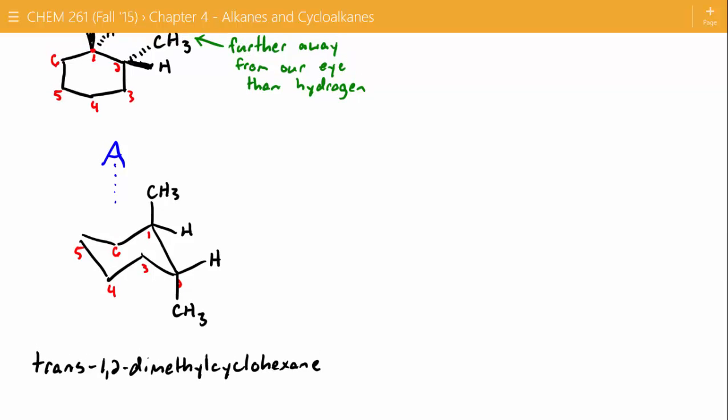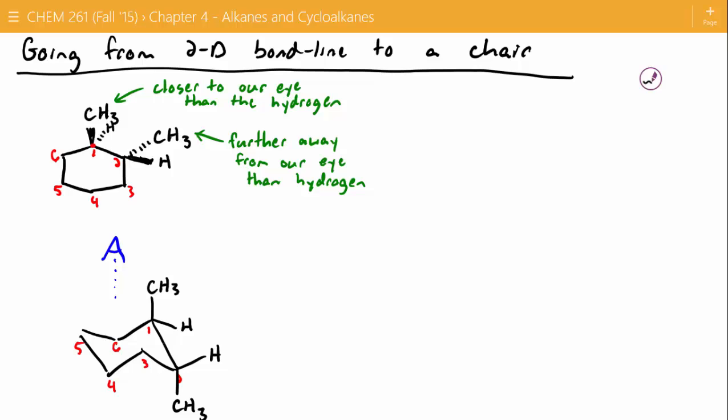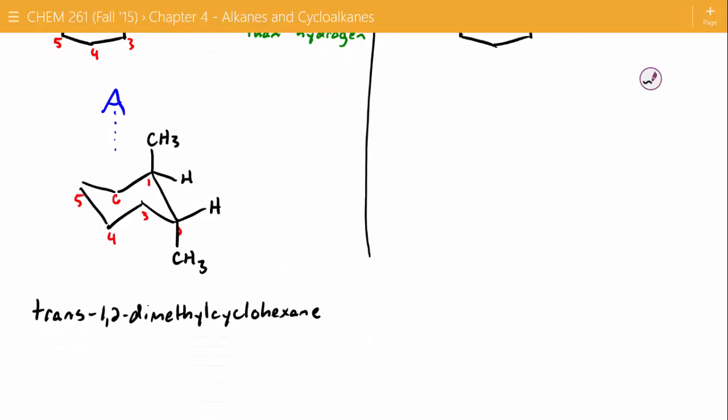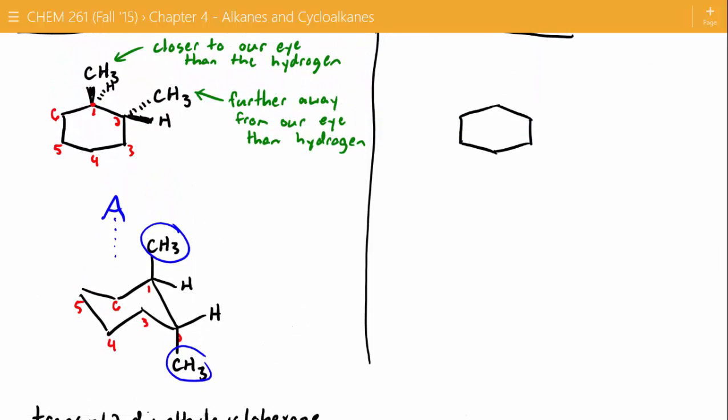You guys are like, sure, I trust you on that. It's good enough for me. All right, let's do the other one. And so I'm going to draw a line down here. What's that? It was trans. So can you see how this methyl group right here is on opposite sides of our molecule than that methyl group? So we call it trans. Wait, what's the meaning of the trans again? Trans means opposite sides.